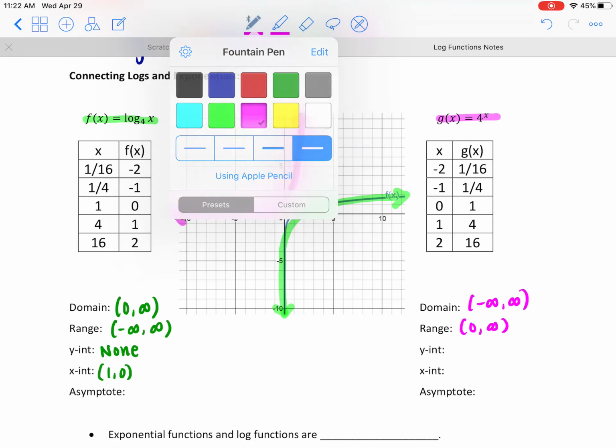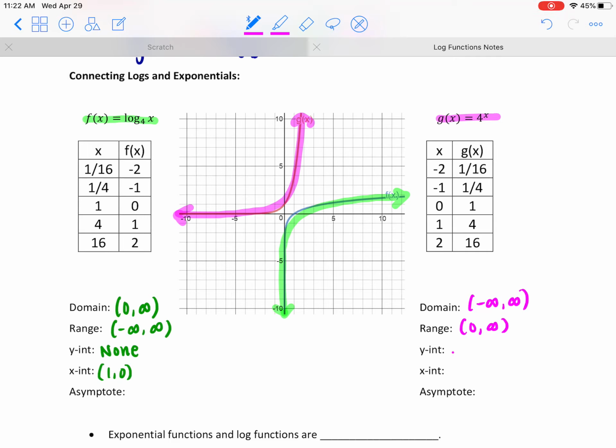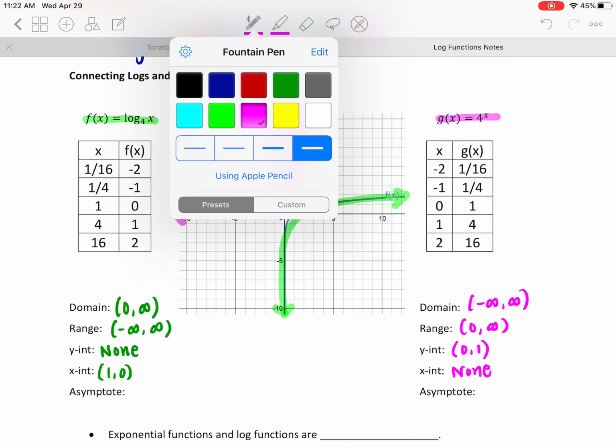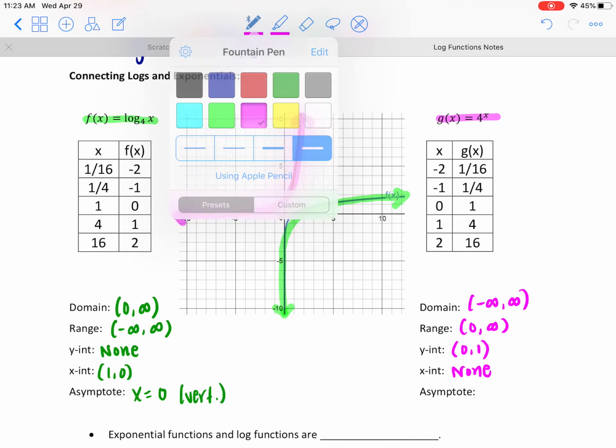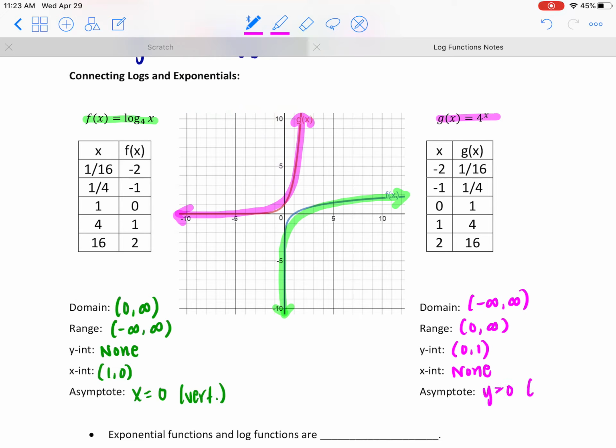Okay, with the exponential that we saw the other day, we saw the unrestricted domain, and then we saw the range that was capped from 0 to infinity. And then over here, with the log function, we said no y-intercept and x-intercept at 1. And then with the exponentials that we saw the other day, that was flipped. We said we weren't going to cross the x-axis, but we'd cross the y-axis at 1. So 0, 1 there, and then none there. And the asymptotes were flipped as well. With the log function, we had an asymptote at x equals 0, and that was vertical. And then here, with the exponential function, we said it was going to be an asymptote at y equals 0, which is horizontal.